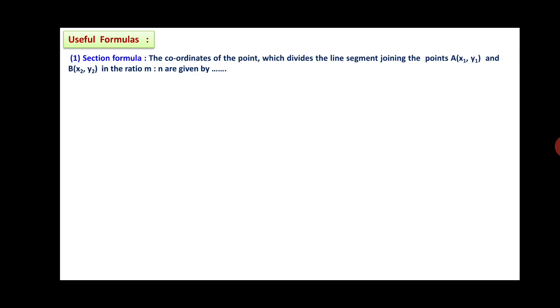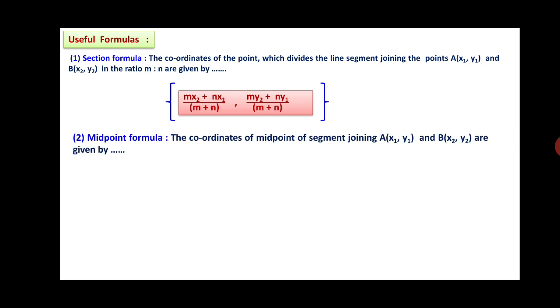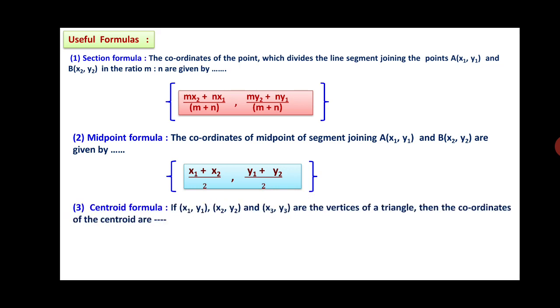Section formula: the coordinates of the point which divides the line segment joining the points A(x1, y1) and B(x2, y2) in the ratio m:n are given by (mx2 + nx1)/(m + n), (my2 + ny1)/(m + n). Midpoint formula: the coordinates of the midpoint of a segment joining A(x1, y1) and B(x2, y2) are given by (x1 + x2)/2 and (y1 + y2)/2.